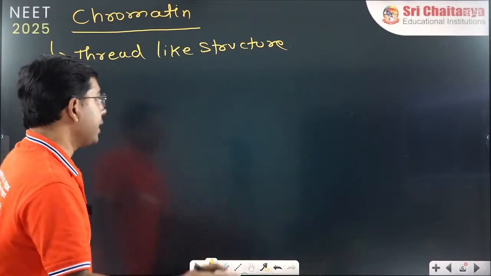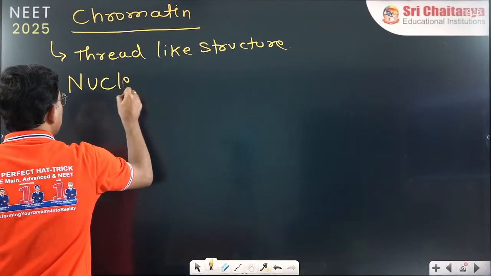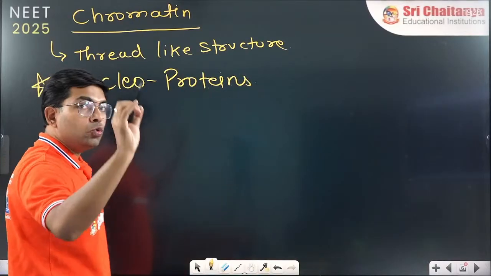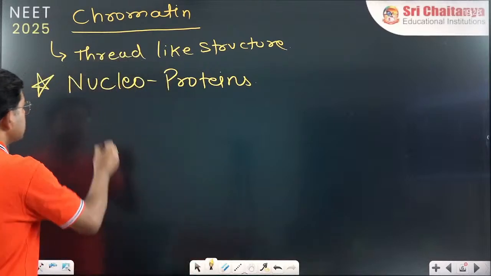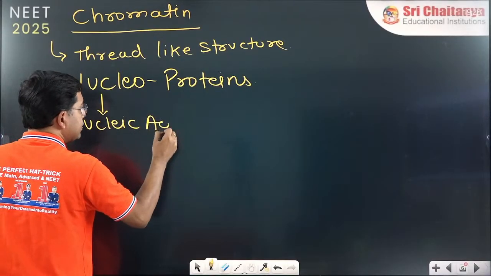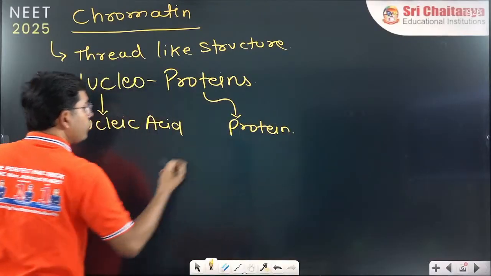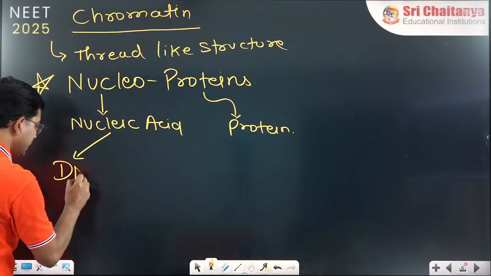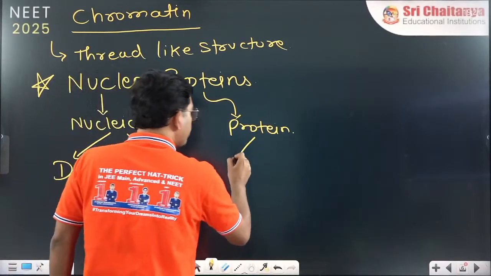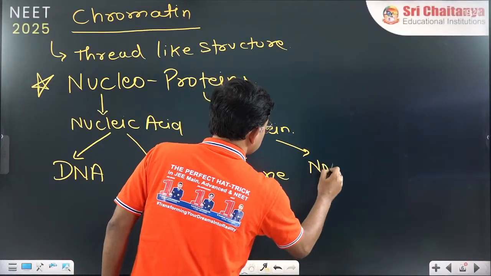If we study the character, and this is a very key term, chromatin is nucleoprotein. Nucleo means they have nucleic acid, and they also have protein. So what kind of nucleic acid is present? It has DNA and it has RNA. Now what kind of protein is present? Histone protein and non-histone protein.